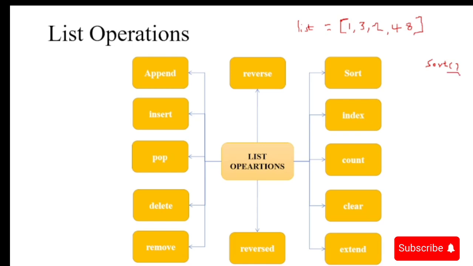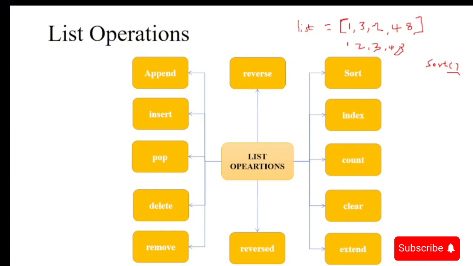Sort simply sorts the elements of a list in ascending order, that is from the smallest to the largest. For example, I have my list and I want to sort these values. I could say I have 1, 2, 3, 4, and then 8. So that is sorting, simply rearranging the elements in ascending order from the smallest to the largest.